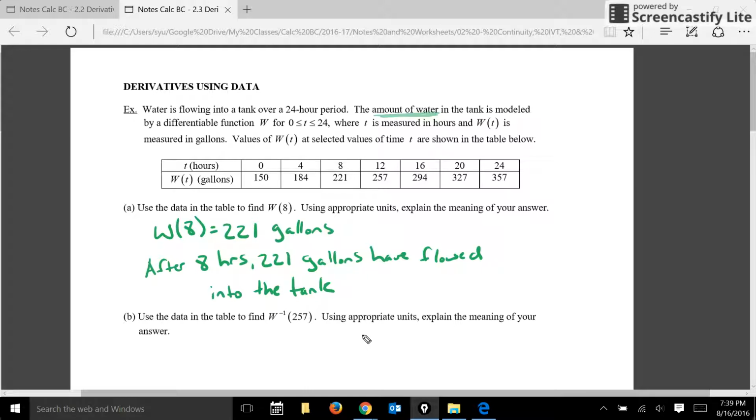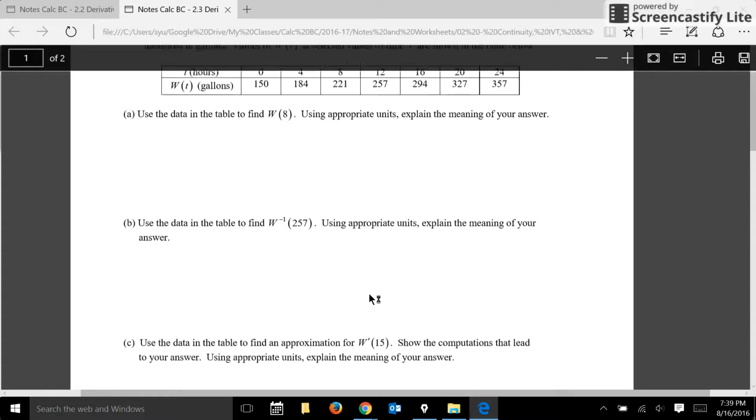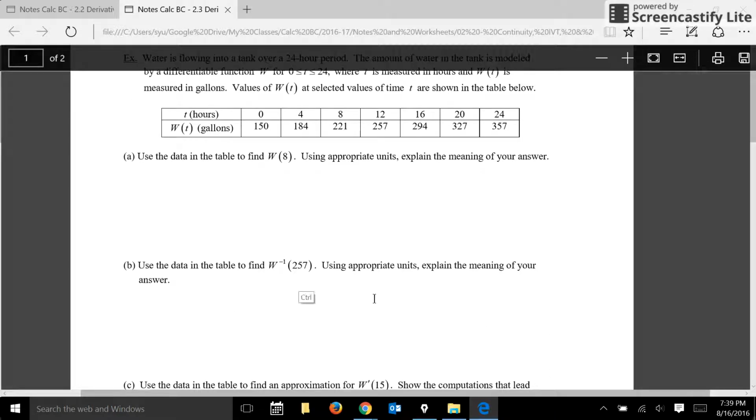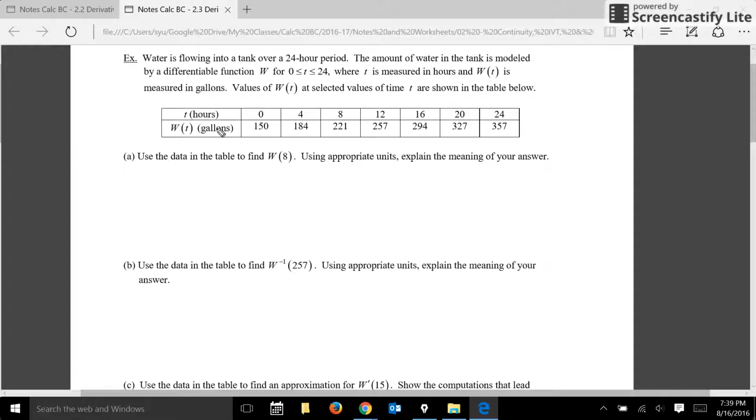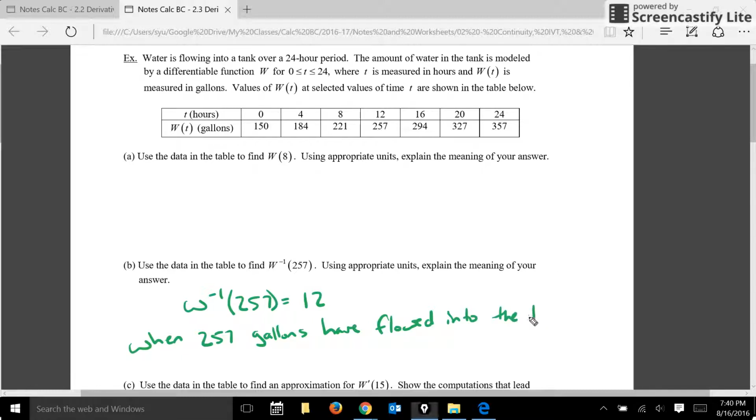Now we are supposed to find the inverse of W at 257. This time I'm looking for a y value, and I am asked to find the x value. So I look for 257, I see it right here, at 12. So I know that the inverse of W at 257 is equal to 12. What this is telling me is that when 257 gallons of water have flowed into the tank, it's been 12 hours, or I could say 12 hours have passed. So this is really the exact opposite of part A.